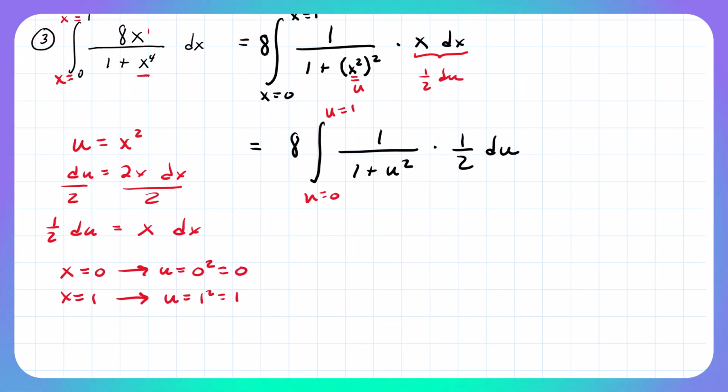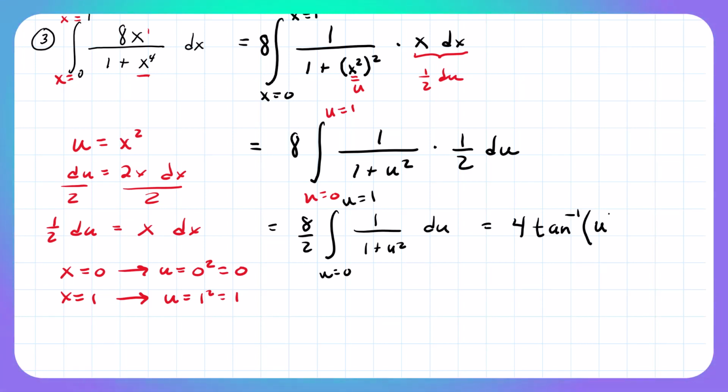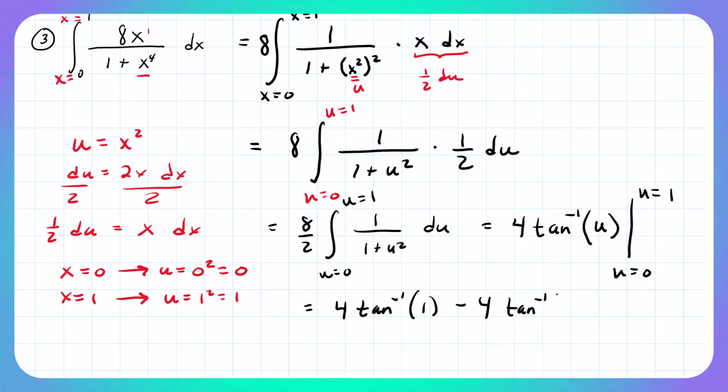So when we pull the 1/2 out, we get 8 over 2. And then this is just the integral of 1 over 1 plus u squared du from u equals 0 to u equals 1. So we get 4 times the inverse tangent of u, and we're evaluating from u equals 0 to u equals 1. And now I just evaluate that. So I get 4 times the inverse tangent of 1 minus 4 times the inverse tangent of 0.